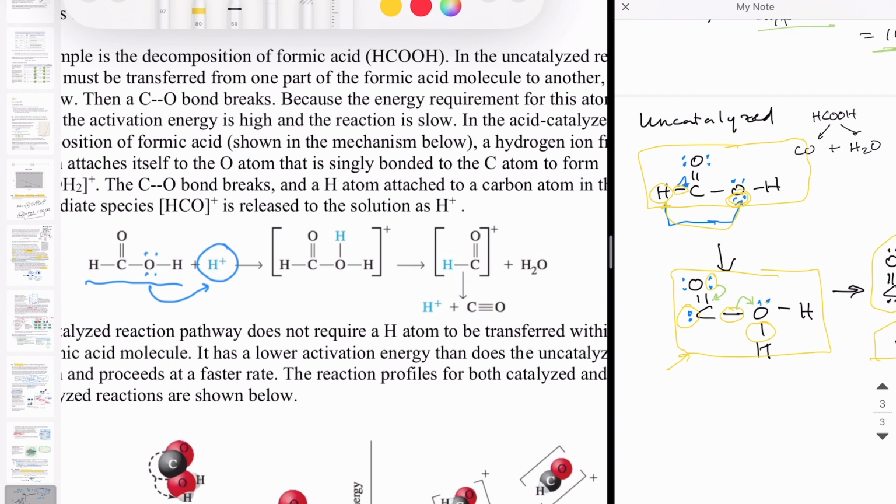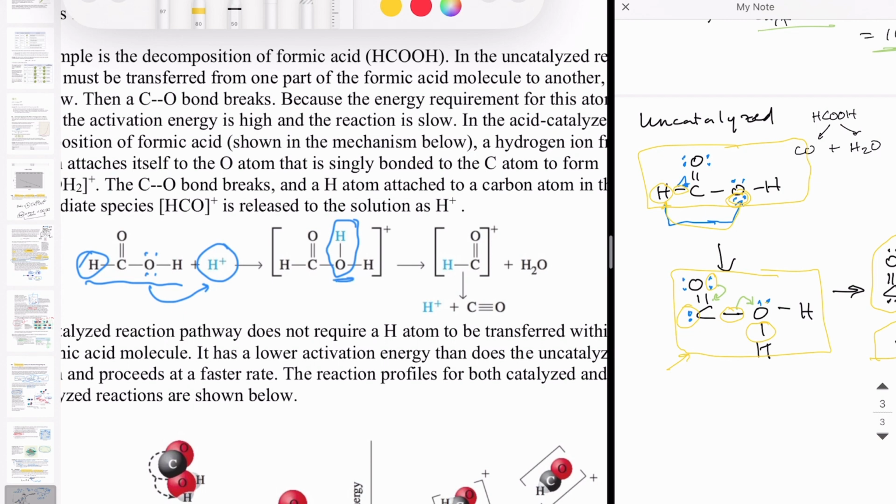So there's a stronger attraction to that positive charge compared to the proton that's already in the formic acid, which is not positively charged. That interaction forming that new bond happens faster now compared to what it was before when the acid is not present.